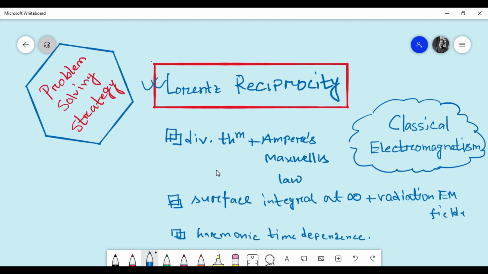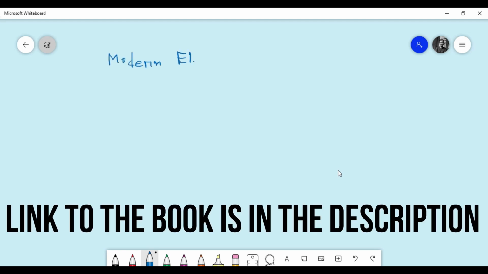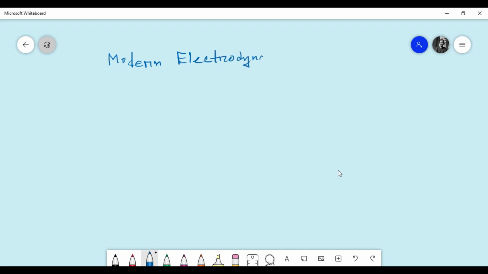So without further ado, let's begin to solve the problem. This problem is taken from one of my favorite books in classical electromagnetism. It's Modern Electrodynamics by Andrew Zangwill. I will attach a PDF containing the problem statement in the description. However, I will read it to you in the video.